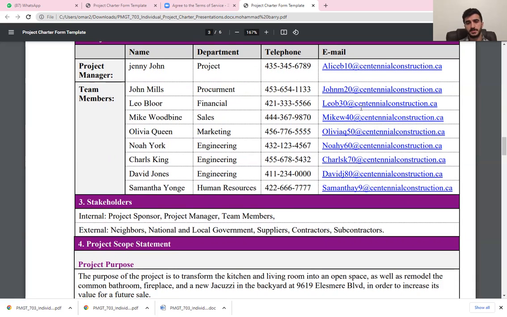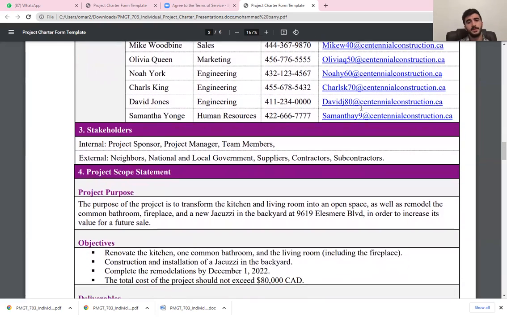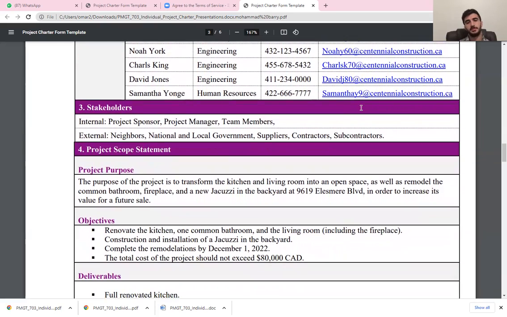And of course, the suppliers, the contractor and subcontractors are going to be involved in the project and provide the materials, the workers, as we mentioned. And the project scope statement. What do you mean by project scope? The project scope is the work that's supposed to be done and delivered by the end of the project. So let's start with the project purpose.